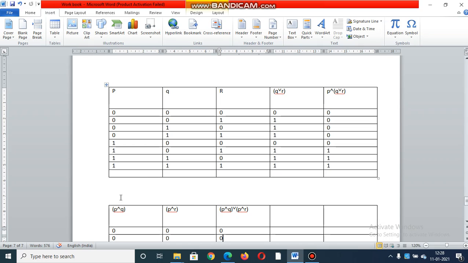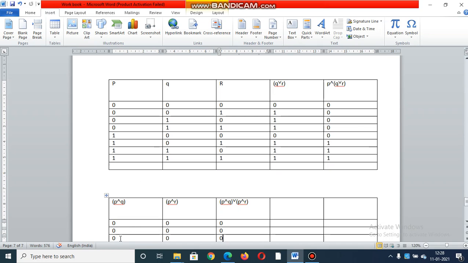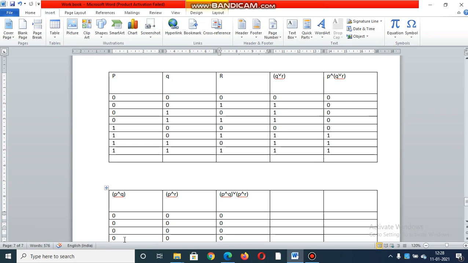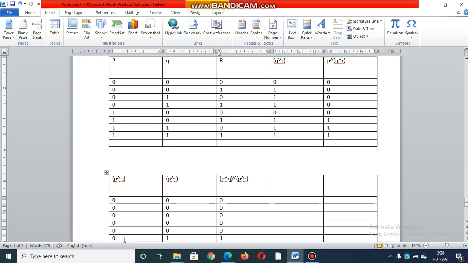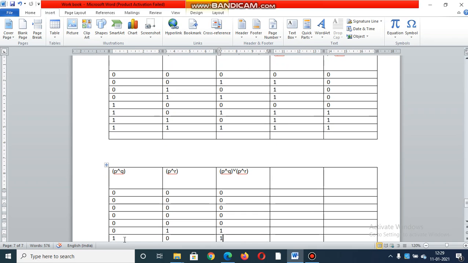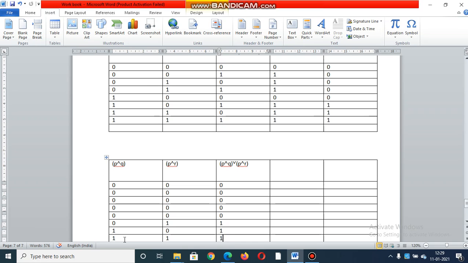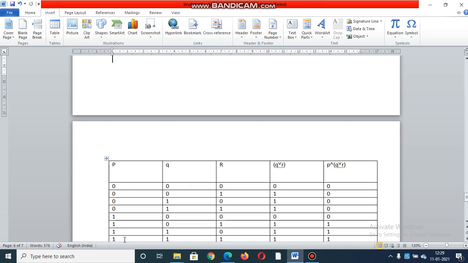So 0, 0 output is 0. 0, 1 output is 0. Next 1, 0 output is also 0. 1, 1 output is 1. So P conjunction Q is over.